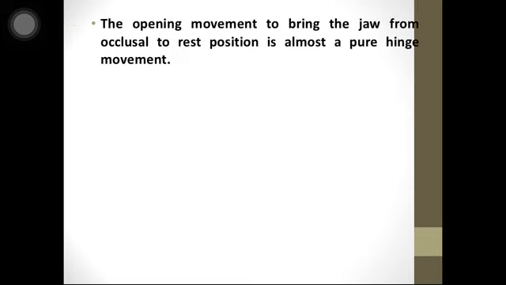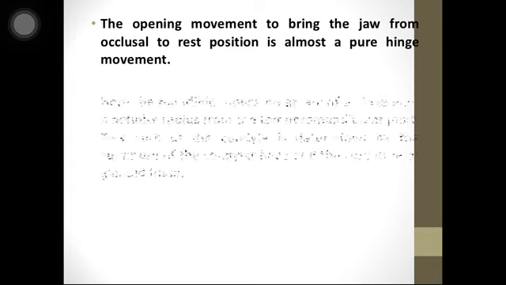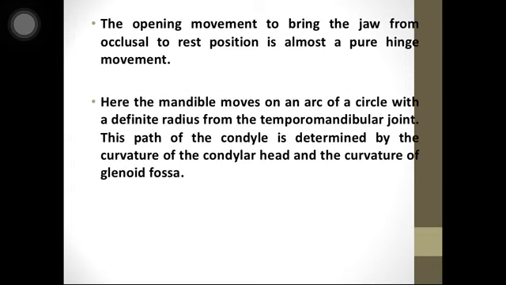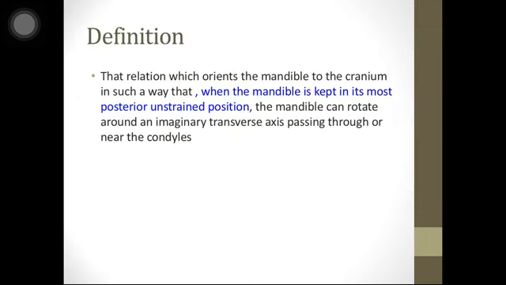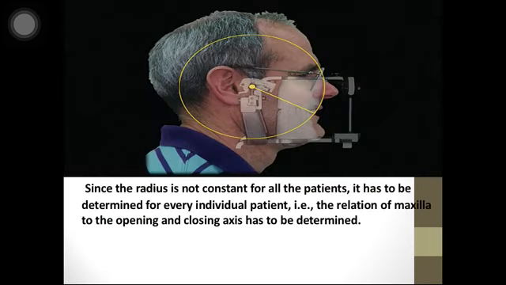The opening movement to bring the jaw from occlusal to rest position is almost a pure hinge movement, and the mandible moves on the arc of a circle with a definite radius from the temporomandibular joint. This path of the condyle is determined by the curvature of the condylar head and the curvature of glenoid fossa. The radius is not constant for all patients. It has to be determined for every individual patient.